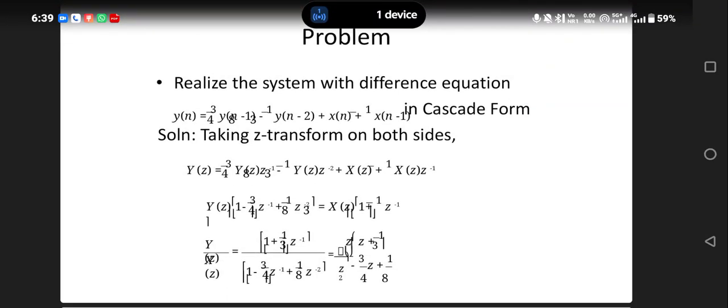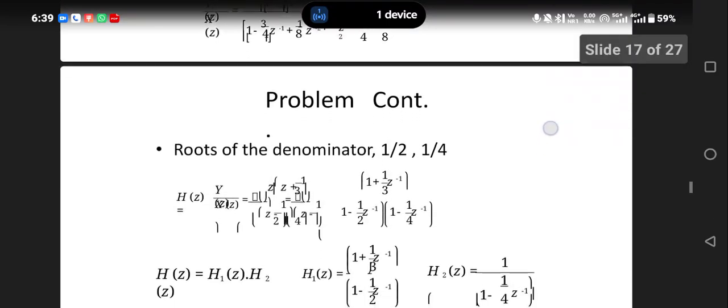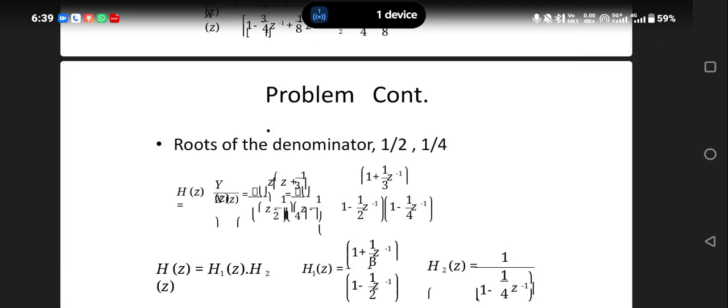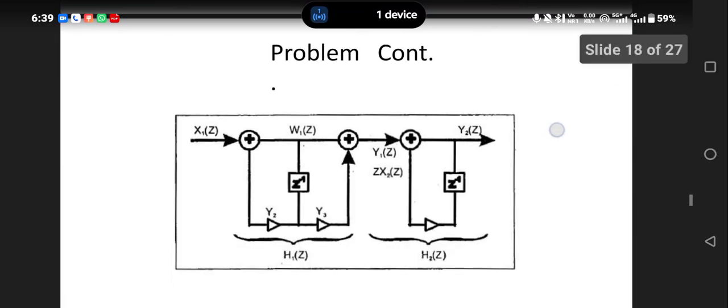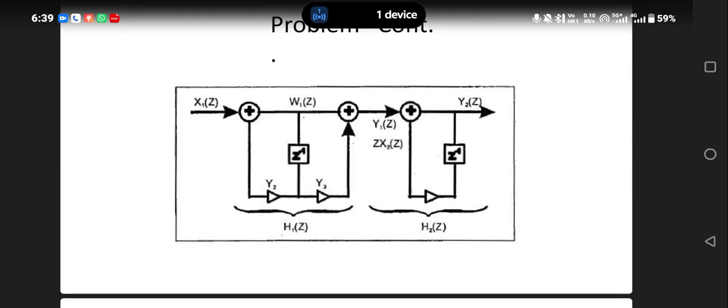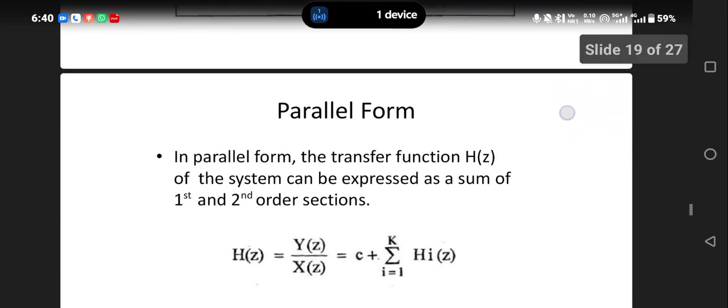Problem using cascade form. Here taking Z transform on both sides. The roots of the denominator are 1 by 2 and 1 by 4. We have to calculate the transfer function for H1 of z and H2 of z. Then we have to concatenate, that is cascade, both the transfer functions. Then we will get the cascade form.